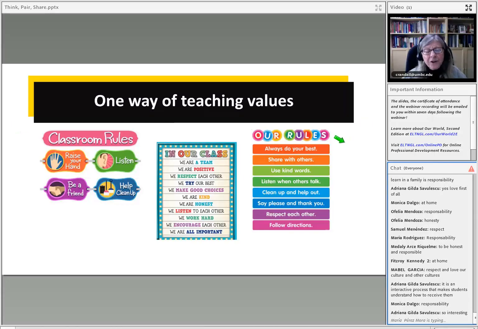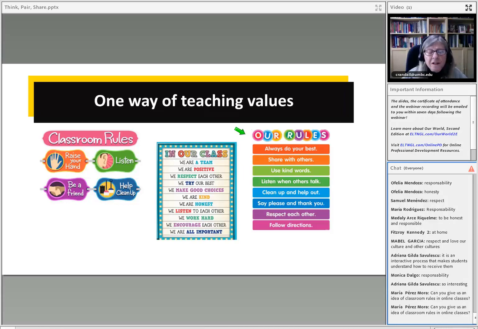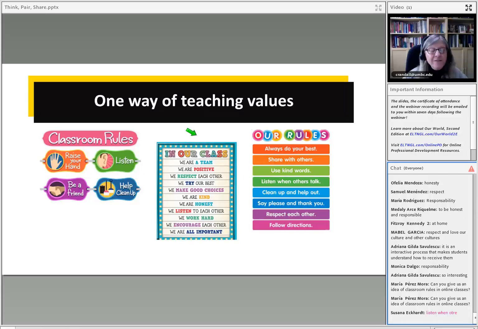The rules over here are just a little bit more, they're obviously for older learners. There are more of them. They're more complex. But notice they still have some of the same values, but there's some new ones. Share with others. Say please and thank you. Respect each other. And then the ones you might expect: listen when others talk, clean up and help out and follow directions. The ones I really like the best, however, are the ones in the middle, because everything is expressed as we.